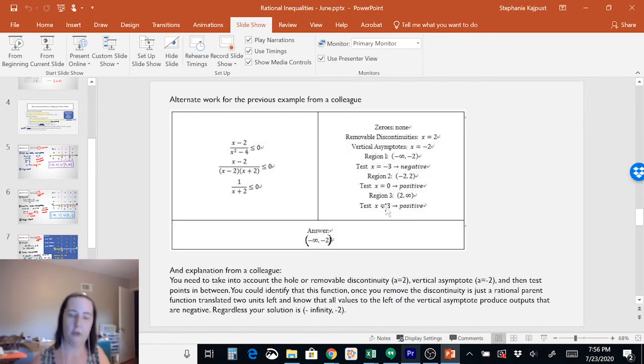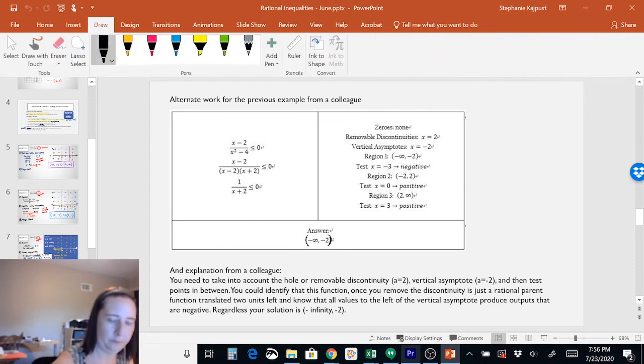Going back to this alternate method, if you choose to do it by 1 over x plus 2 with a less than or equal to 0, you can still make a sign chart. You have your -2 coming from the vertical asymptote here. And then a hole is also called a removable discontinuity, so we have a hole at 2. When you do your sign chart, you make it with a 1 on top and an x plus 2, and then you're looking at the division of these.